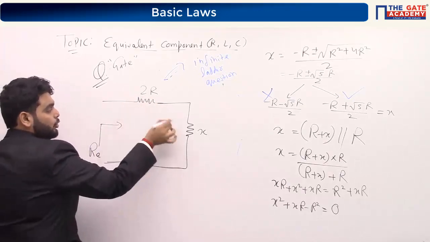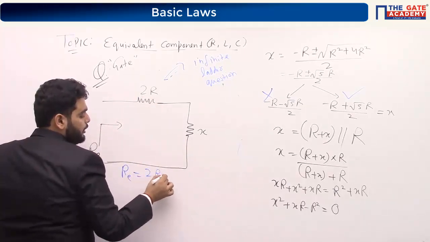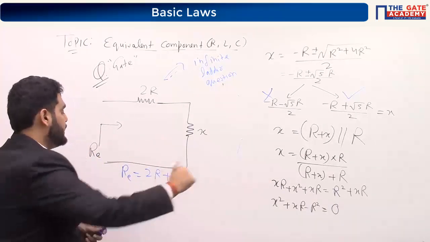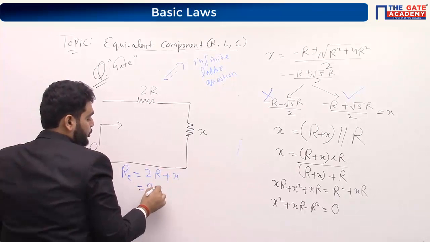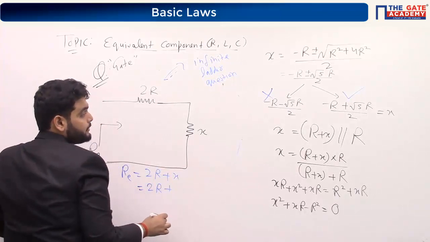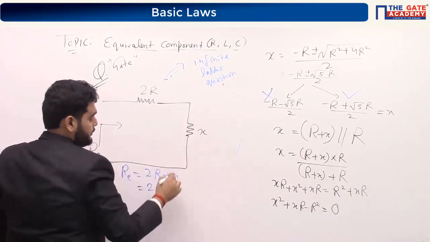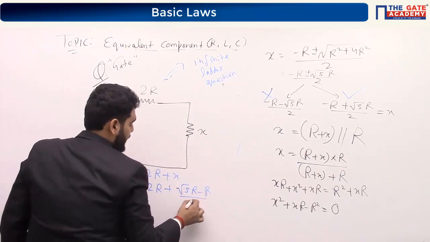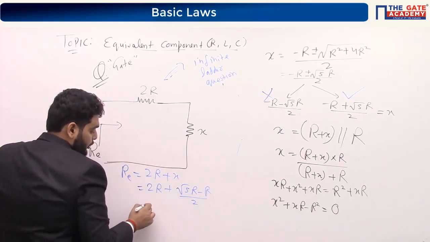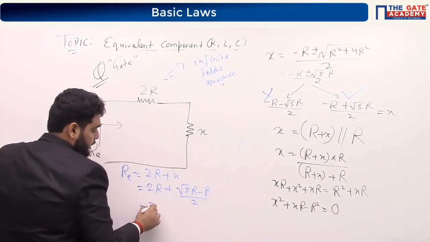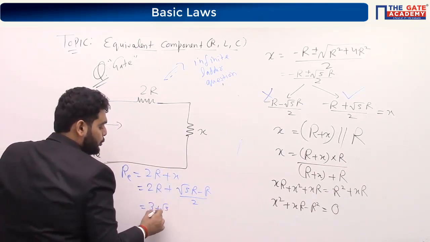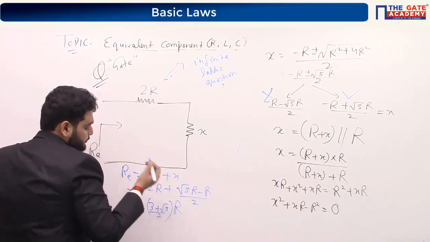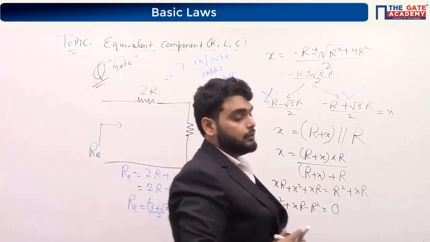RE is equal to, these two are in series, 2R plus X. R is this, so 2R plus X. X is root 5 R minus R divided by 2. When you solve it, it becomes (3 plus root 5) by 2, times R. So this is the answer. Solve it by calculator. This is the answer.